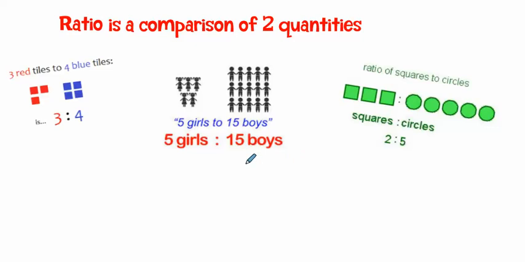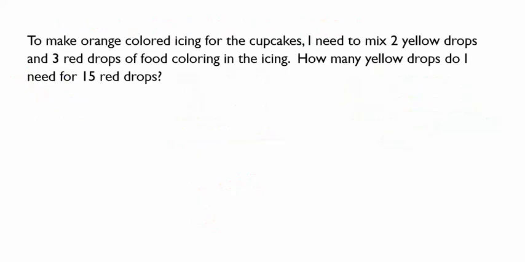Okay, remember, we can write ratios in 3 ways. We can write it with the colon, we can write it with the word "to," like 5 to 15, or we can write it like a fraction. Any of those will work. We also worked with either doing a ratio table or a double number line. So I'm going to do an example with you because that's going to actually help us for today. So let's read this together.